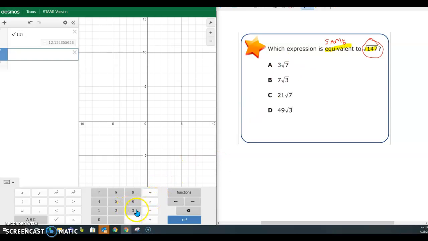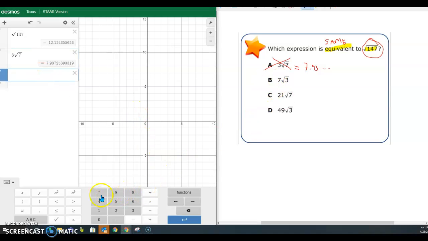I'm going to start with answer choice A. 3 times the square root of 7. When I type that answer choice into my calculator, it shows me that this answer choice A equals 7.93 with a little bit more decimals, right? So that's not the number that I want. So answer choice A is not it because they're not the same. Let me type answer choice B now.